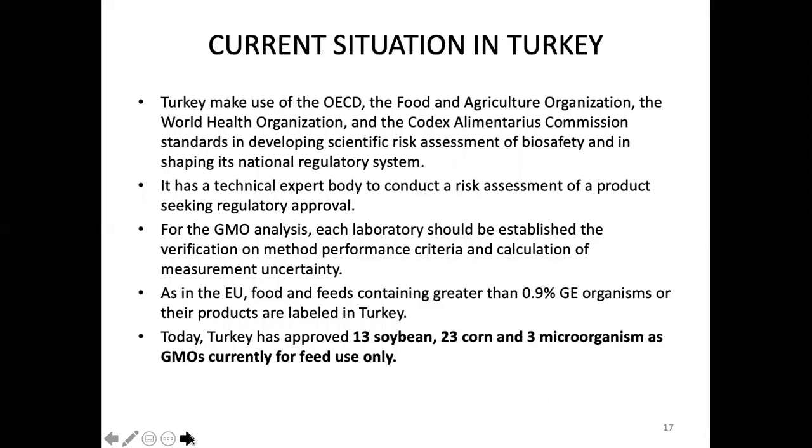For the GMO analysis, each laboratory should establish the verification on method performance criteria and calculation of measurement uncertainty. This is essential for the monitoring of the GMOs. And also, as in the EU, food and feeds containing greater than 0.9% GM organisms or their products are labeled in Turkey. And today, Turkey has approved 13 soybean, 23 corn, and 3 microorganisms as GMOs currently for feed use only. They are using these 3 microorganisms for enzyme production. They got approval 1 year ago maybe, and they are producing enzyme for food also. This is a little bit different from the feed.